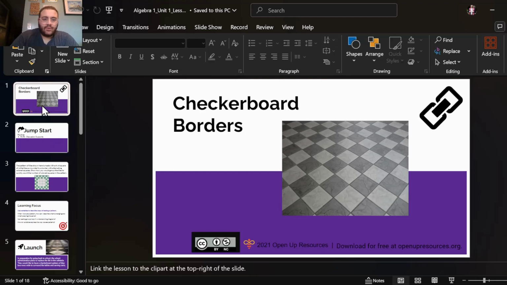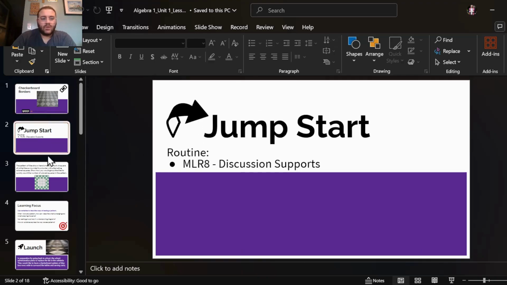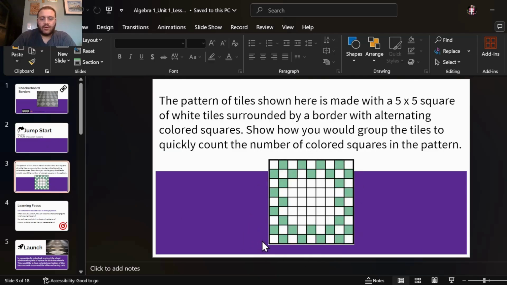So, our first lesson of Unit 1 on arithmetic and geometric sequences is this lesson on checkerboard borders. Okay, so we essentially have a checkerboard pattern here, and we are always going to see this. In this case, it's a 5 by 5 white space. So we have this pattern of tiles shown by a 5 by 5 square of white tiles surrounded by a border with alternating colored squares. Show how you would group the tiles to quickly count the number of colored squares in the pattern.